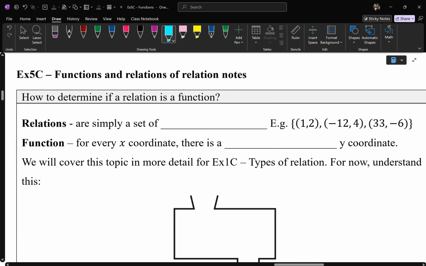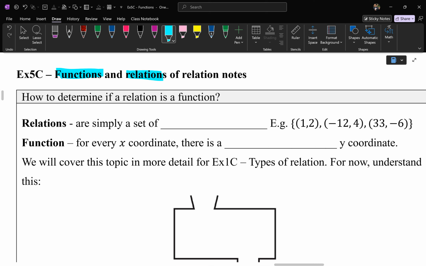5C, what is the difference between a function and a relation? Relations are literally simply a set of coordinates. That's all it is. So an example would be, this could be a relation. If you plotted on Desmos, on your CAS calculator, the points 1, 2, -12, 4, 33, -6, that is a relation. So I can draw on the axes and I can do this. 1, 2, 3, 4. That's a relation.